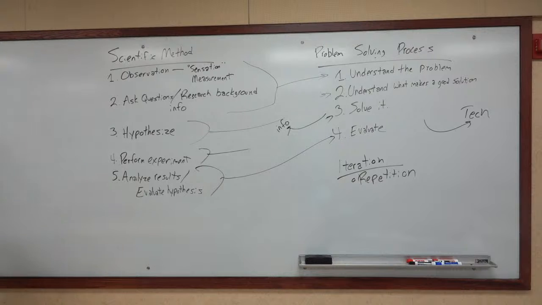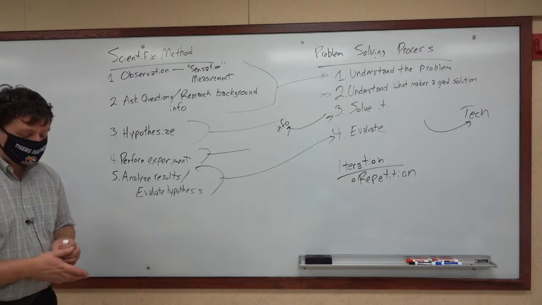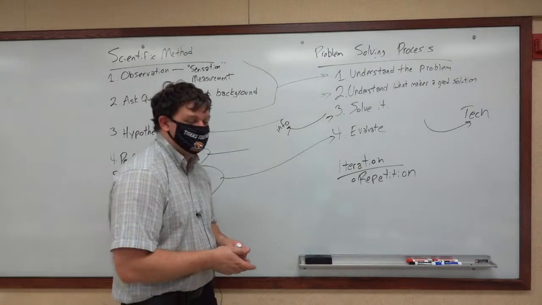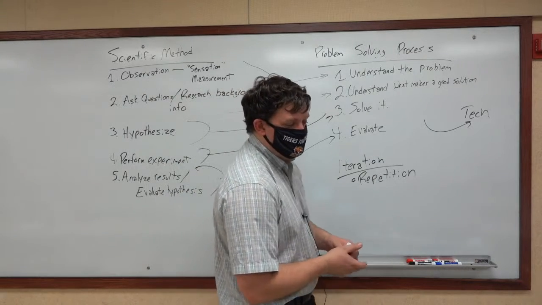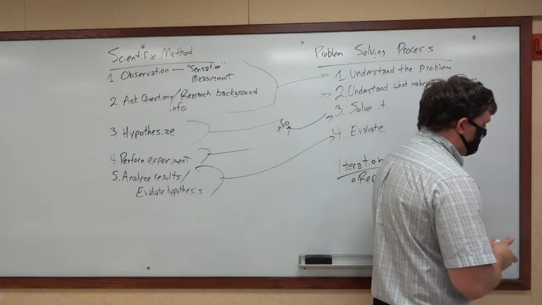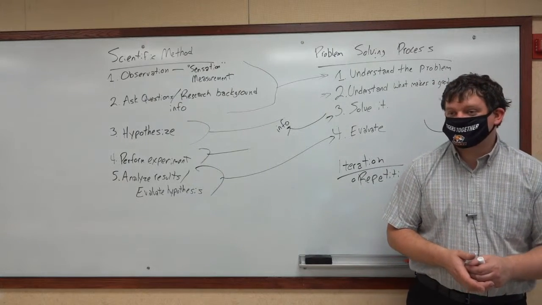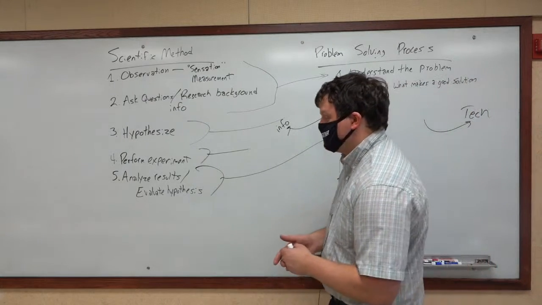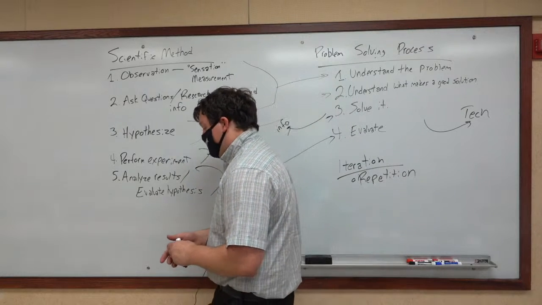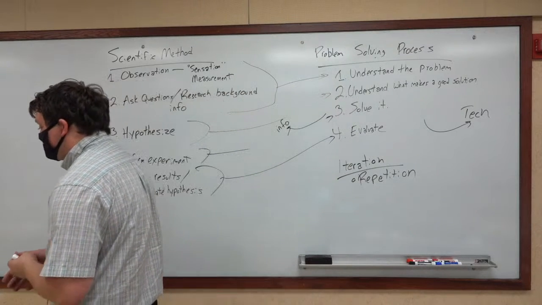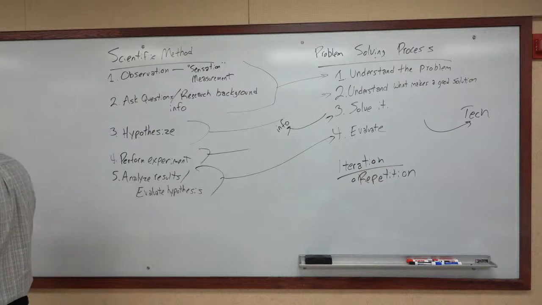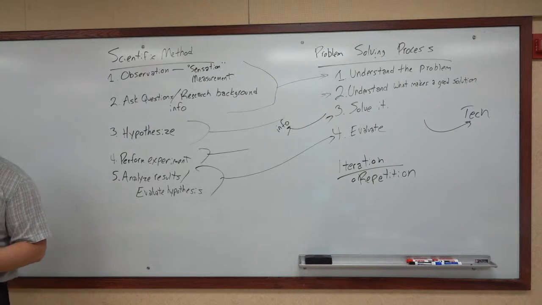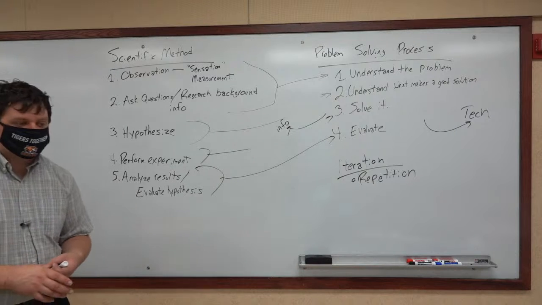Okay, PayPal was started by a scientist, Elon Musk. He ended up doing that. That's how he became a billionaire, because he developed PayPal. Even though he had his degree in physics, PayPal had nothing to do with physics, but it had everything to do with problem solving. Okay?